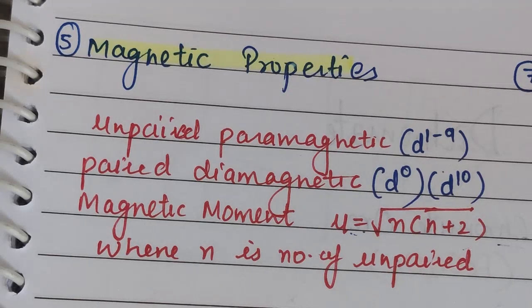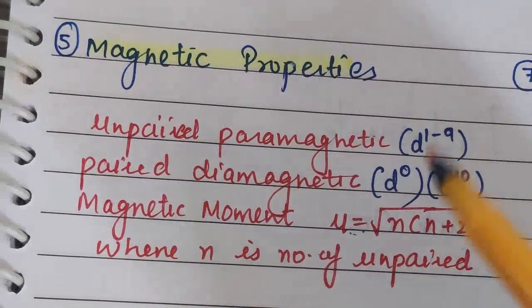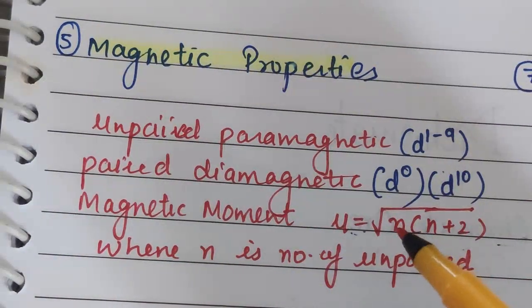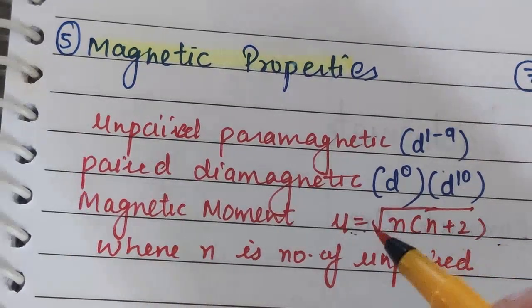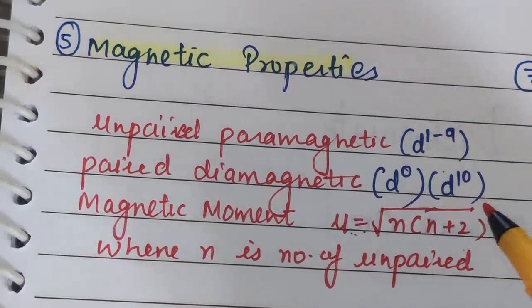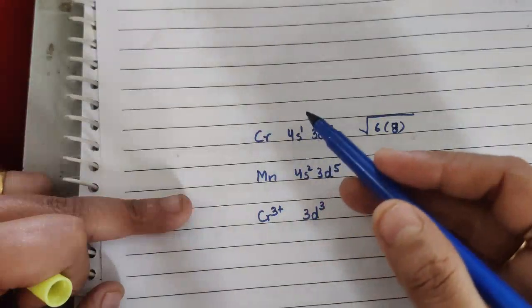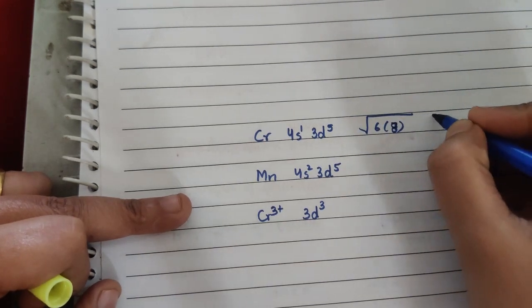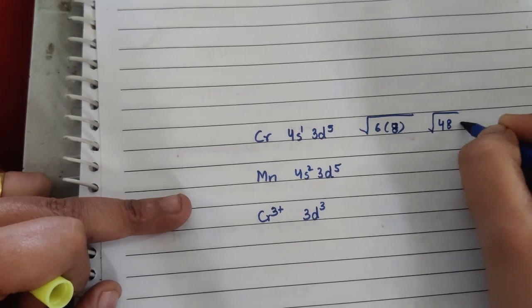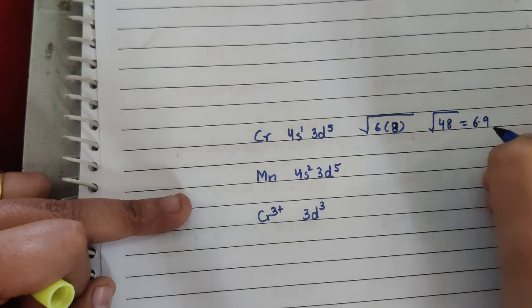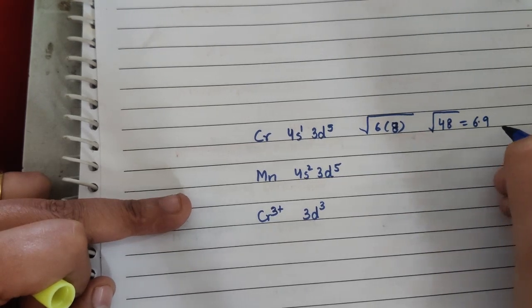For example, in the case of manganese, the electronic configuration is 4s2 3d5. So there will be 5 unpaired electrons. What will be the magnetic moment in that case? 5 plus 2 is 7, 7 into 5 is 35, and the square root of 35 is about 5.9. For chromium there are 6 unpaired electrons. So 6 plus 2 is 8, 8 times 6 is 48. So the square root of 48 will be 6.9. How does it become 6.9? 7 times 7 is 49, so the answer is less than 7, that is 6.9.